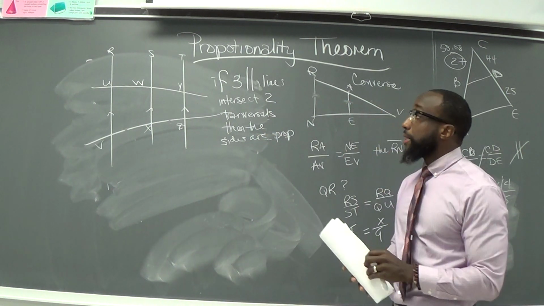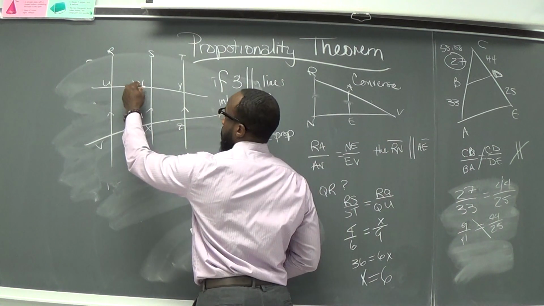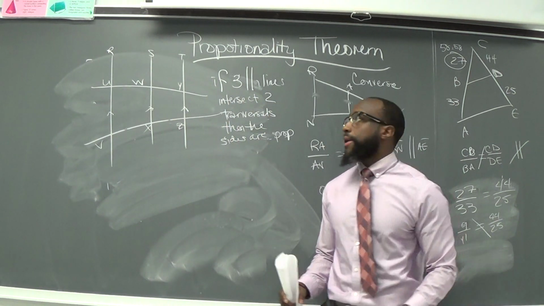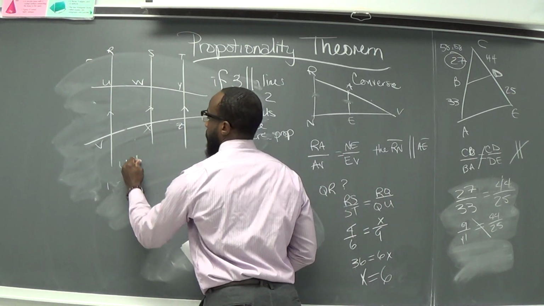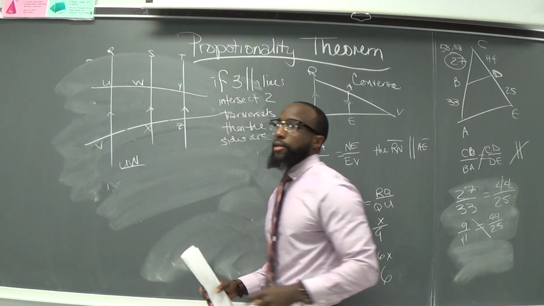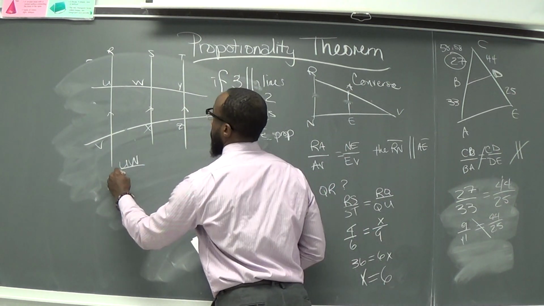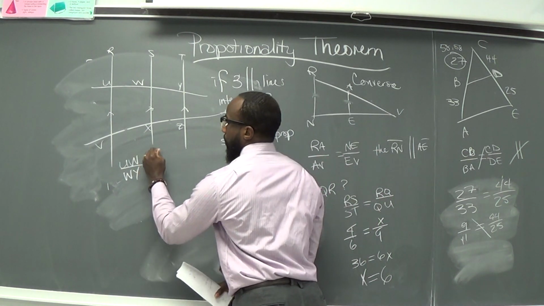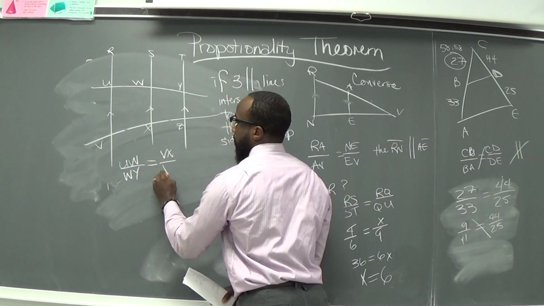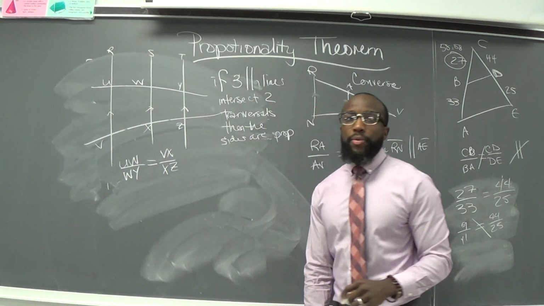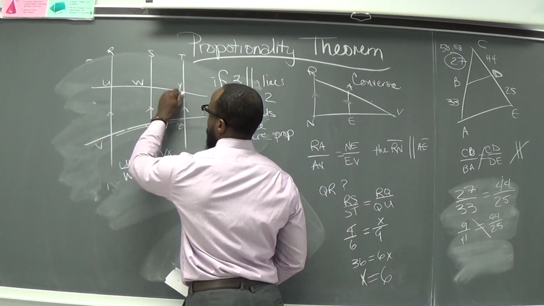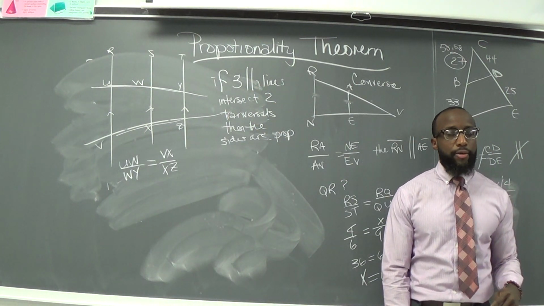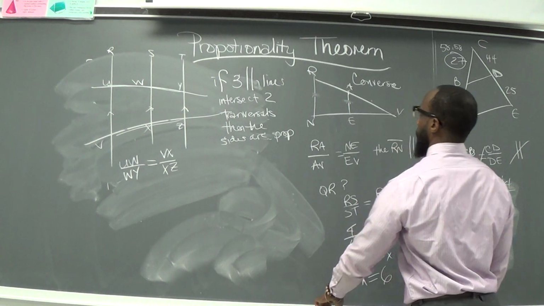Basically what that's saying again is if these intersect these 2 transversals, then UW is proportionate to WY, and also VX is proportionate to XZ. Proportionate means this ratio is going to equal that ratio. Those 2 ratios are going to equal each other.